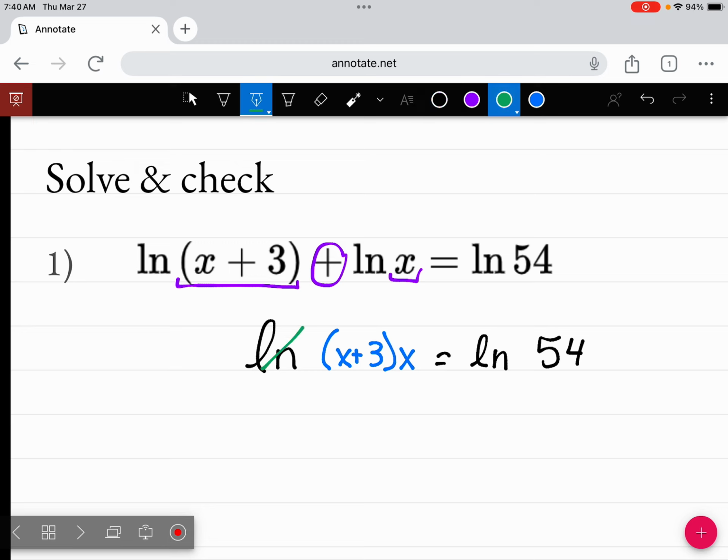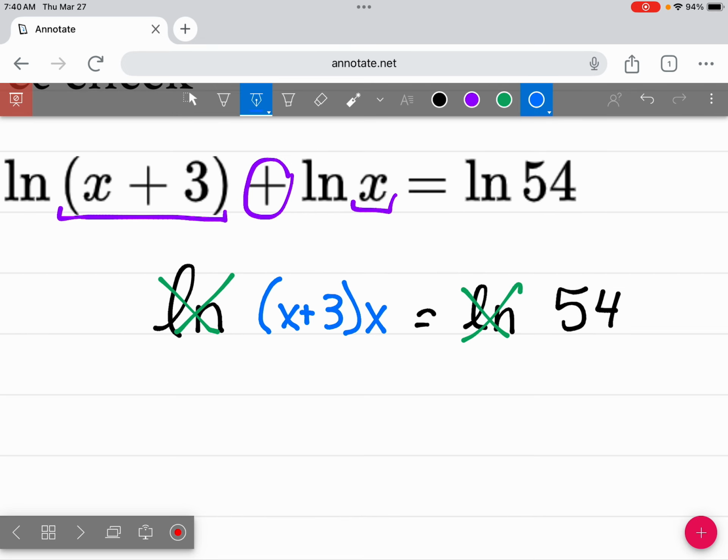We can get rid of our ln's. We've got ln's on both sides, and there was only one of them. We can only get rid of them like this if we have only one log on each side, and we're left with our x plus 3 times x equals 54. What can I do with that?